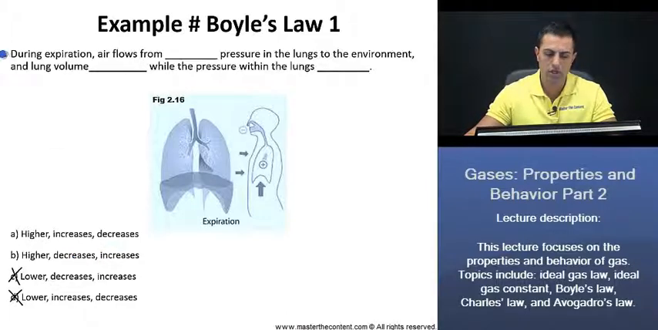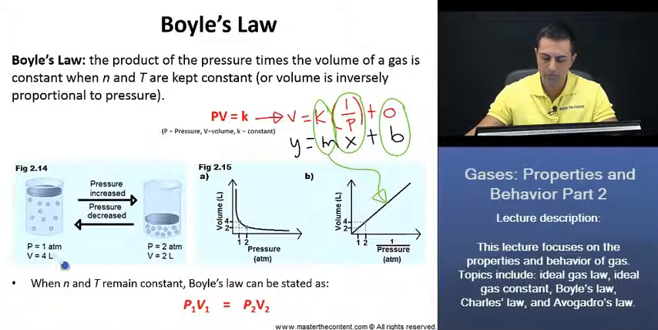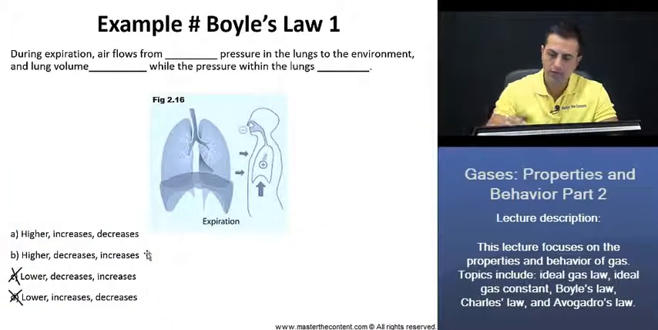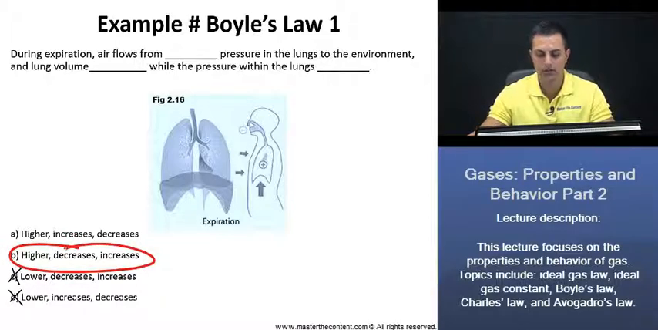Now if we look at the next two spaces, we see it goes increases, decreases, or decreases, increases. Now let's read our question here one more time. During expiration, air flows from higher pressure in the lungs to the environment and lung volume increases or decreases while the pressure within the lungs increases or decreases. During expiration, the lung volume is going to decrease, while the pressure within the lungs increases, and that follows as we had stated from Boyle's law, right? We see here as volume decreased, the pressure increased. Thus, we can confidently say that B is going to be our answer. Great, let's now move on to our next question.